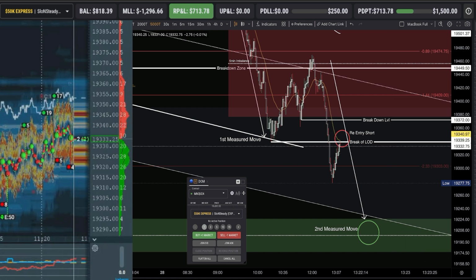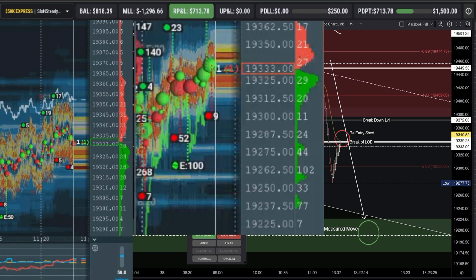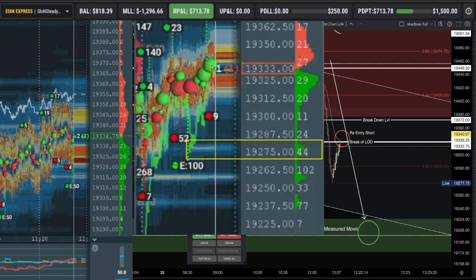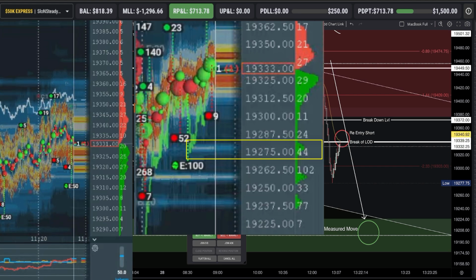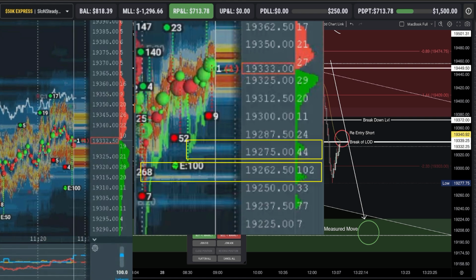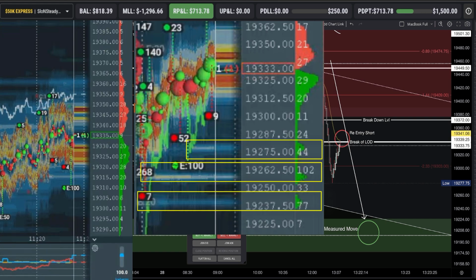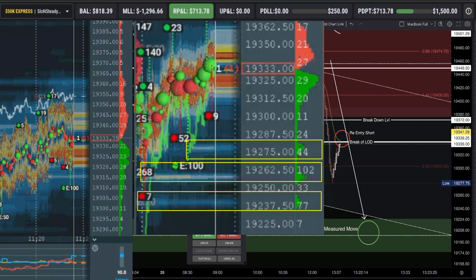We're starting to see liquidity levels show up below as well. We've got some orders at 275, which is just at low of day, 277. So liquidity right below that. Those should be some stops. We'll take a look. That's 44 at 275, and then 102 at 262.5, and then 77 again at 237.5. So a lot of orders down there. They may be stops. A lot of stop orders. We'll take a look at time and sales when we get there, if we get there.